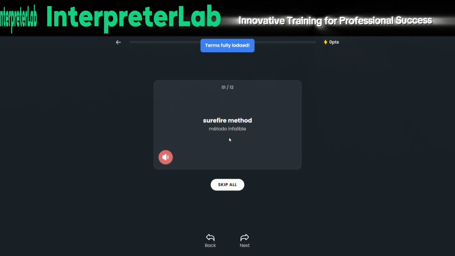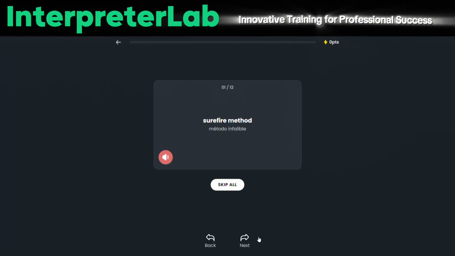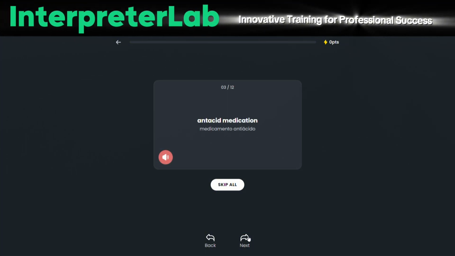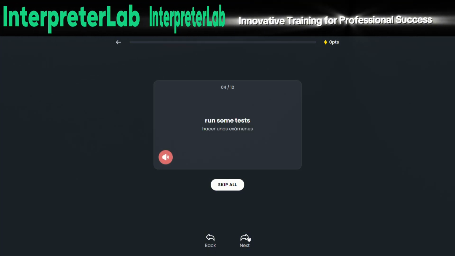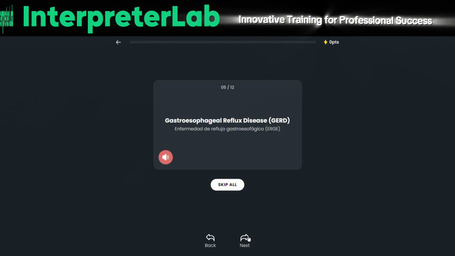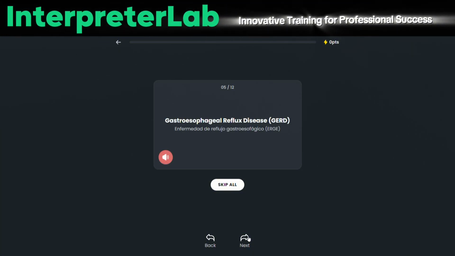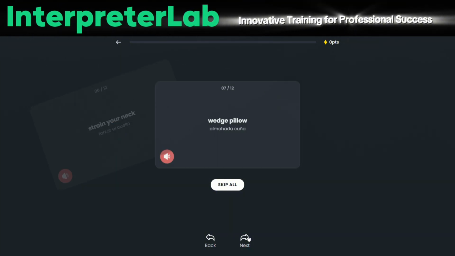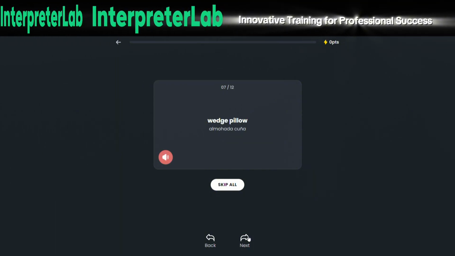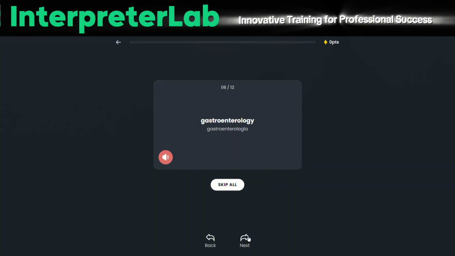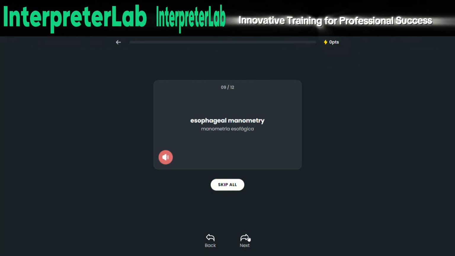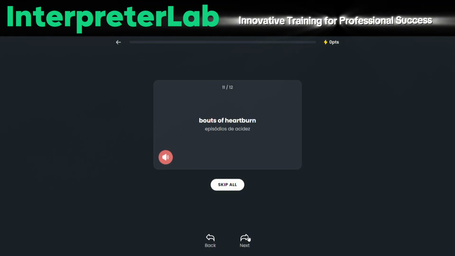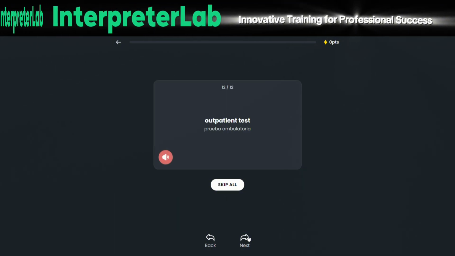Surefire method. Barium swallow test. Antacid medication. Run some tests. Gastroesophageal reflux disease. Strain your neck. Wedge pillow. Gastroenterology. Esophageal manometry. Box spring. Bouts of heartburn. Outpatient test.